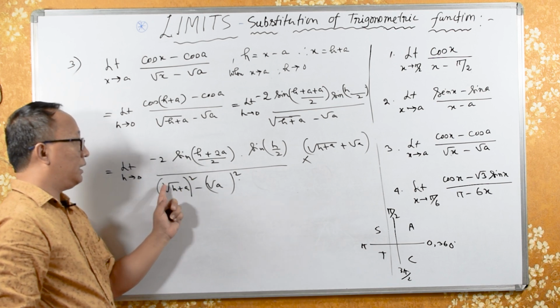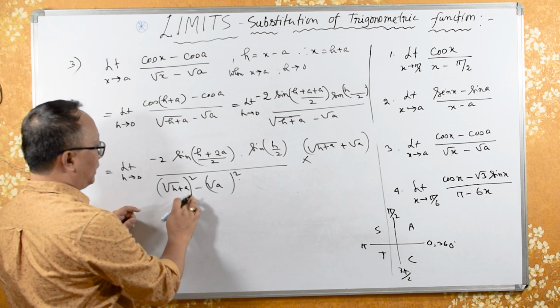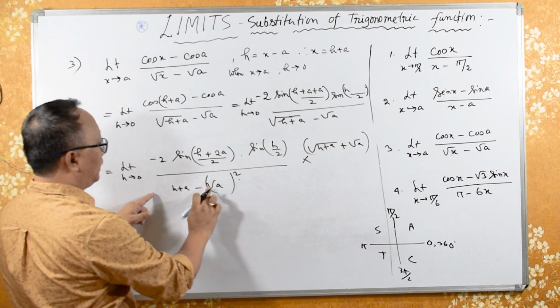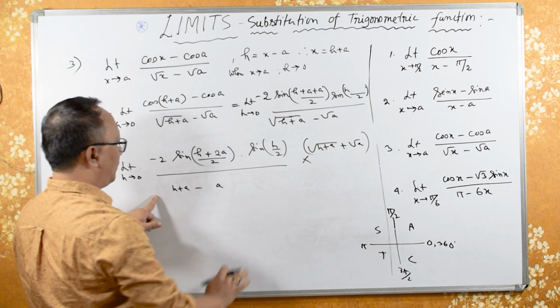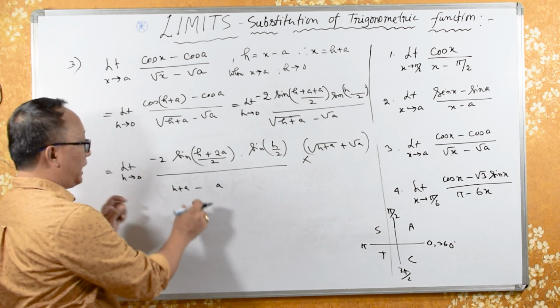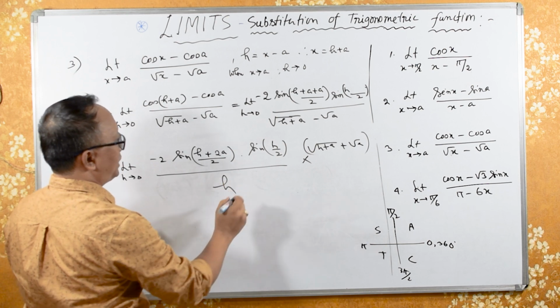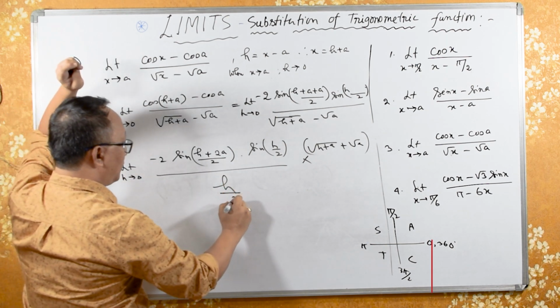Now square root and square get cancelled. What we have here is h plus a, square root and square get cancelled. Here what we have is h plus a minus a. Now plus a minus a get cancelled and we have only h. I'll write here big H. These two I can send down here, 2.